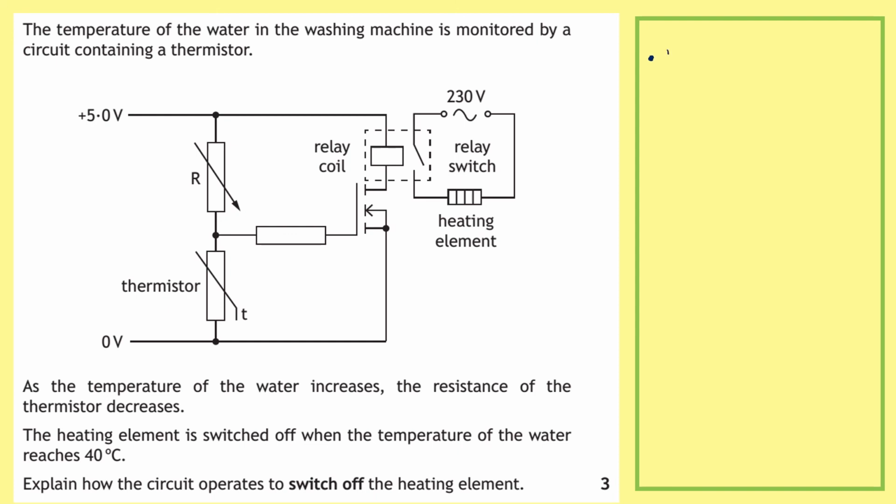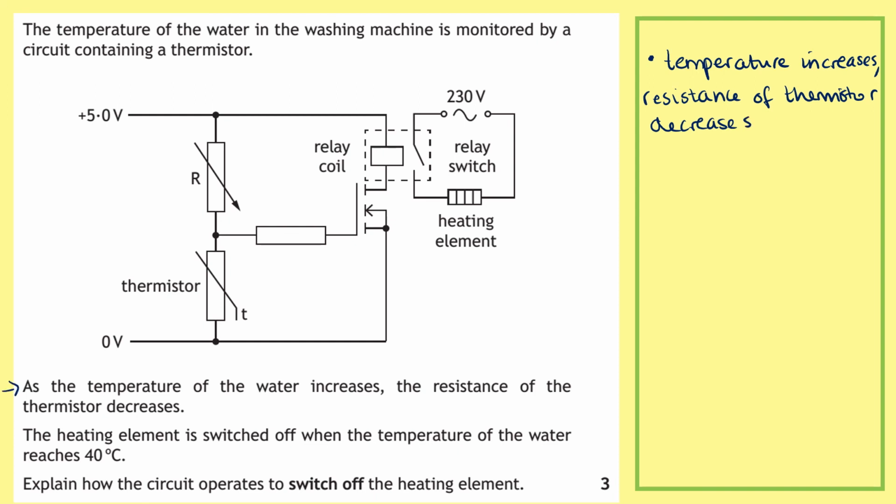So our temperature goes up, and then the resistance of our thermistor decreases. Now, this is what I already said in the first sentence. It's always useful to summarize it for yourself. If the resistance of the thermistor decreases, we need to mention the voltage next. If the resistance goes down, the voltage also goes down.